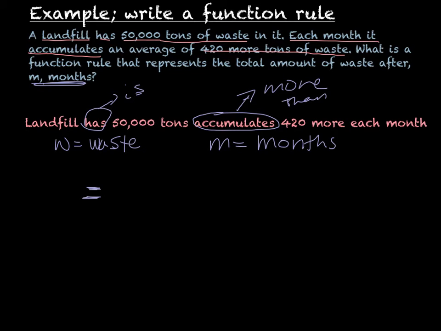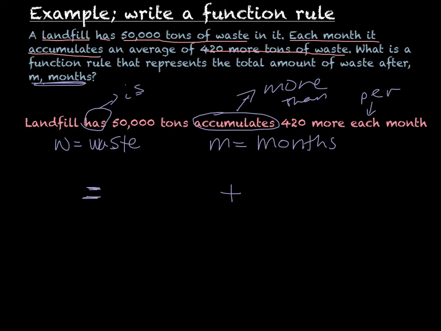And in the last one, that meant plus, so I'm going to put a plus there. 420 each month. Okay, and whenever we have words like per or each or anything like that, it means you're going to multiply a number times a variable or something.